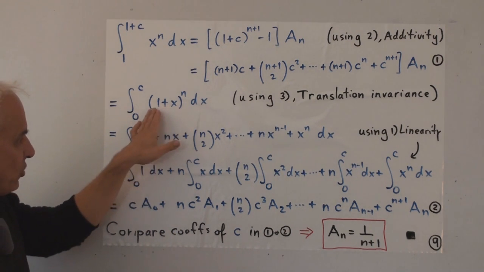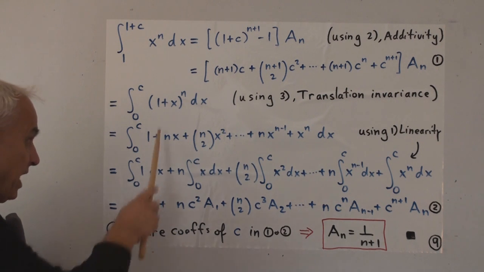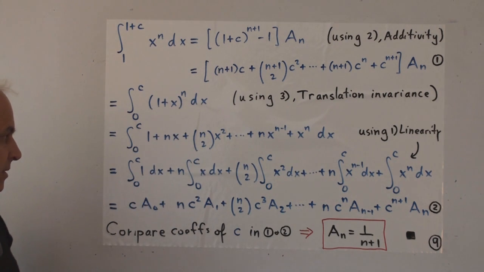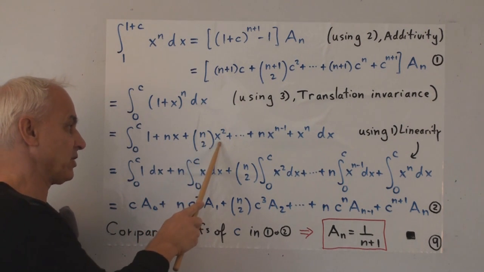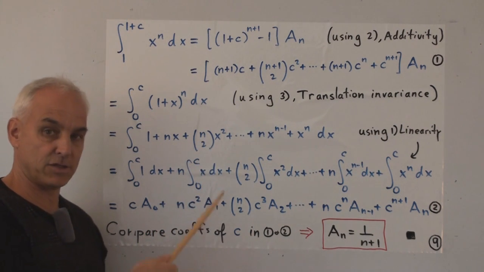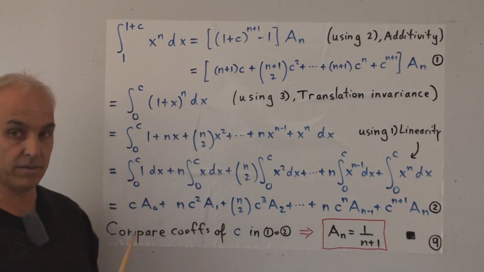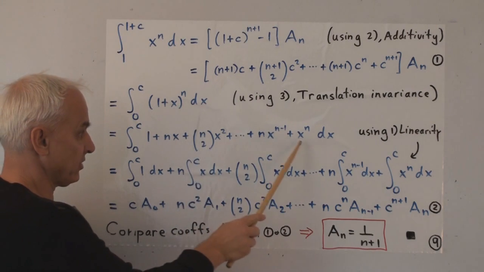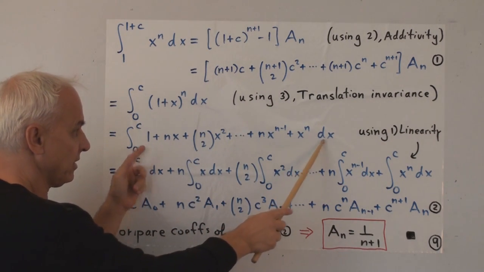Now we're going to expand what's inside the bracket using, again, the binomial theorem, except now it's 1 plus x to the n, which is 1 plus n times x plus n choose 2 x squared plus n choose 3 x cubed, and so on, all the way up to n times x to the n minus 1 plus x to the n all by itself. So all of those things dx.